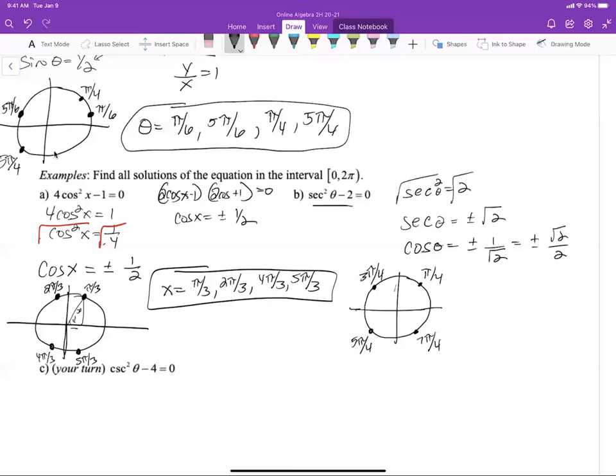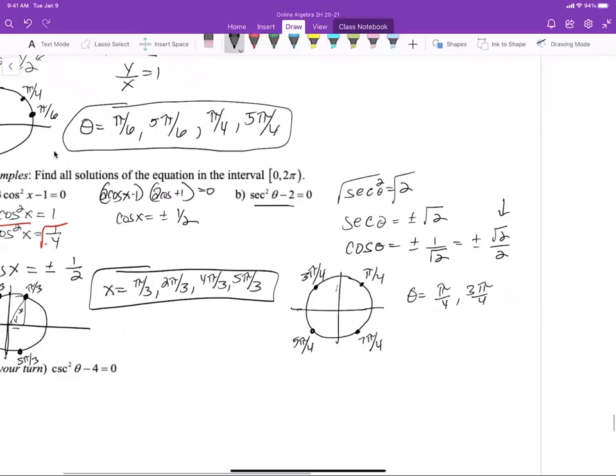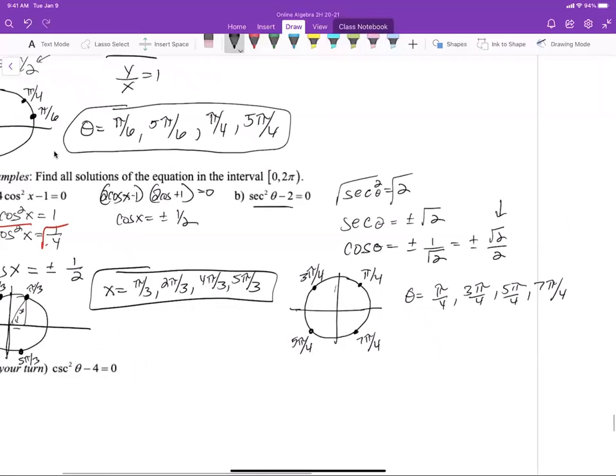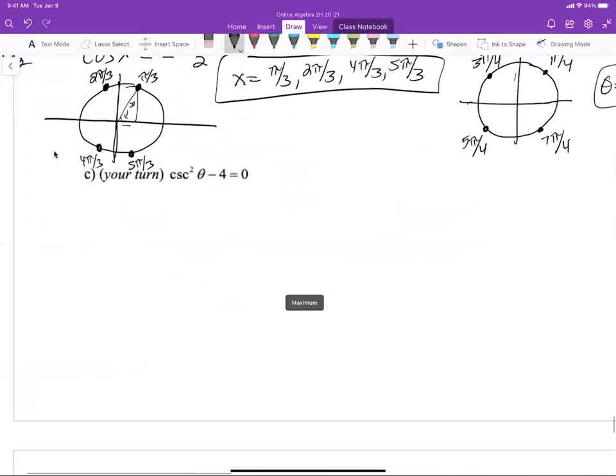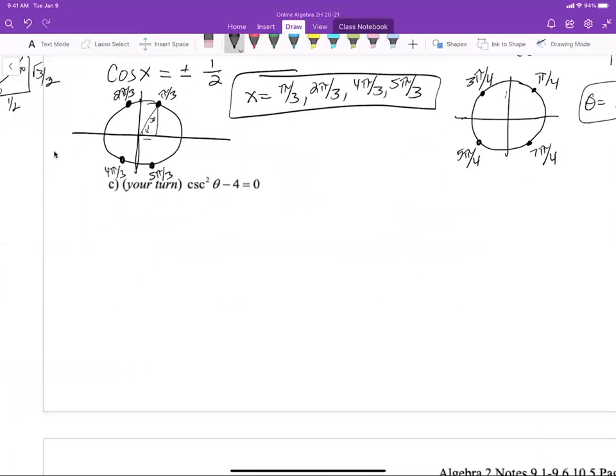If you need to, refer to your unit circle from yesterday's lesson to find where those values for x are. Please feel free to do that. So my answer for this particular problem is theta equals pi over 4, 3 pi over 4, 5 pi over 4, 7 pi over 4. And that would be the answer. All right, you have one yourself. Go ahead and pause the video and give it a try.